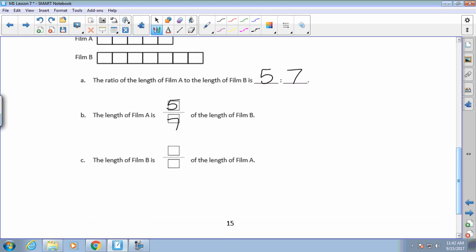The length of film B is blank the length of film A. So now we're going to flip the order. What do you think, Nadia? 7/5. Very good, 7/5. And we know that 7/5 is what type of fraction? An improper fraction. Very good. So an improper fraction has a value that is greater or less than 1. Greater. Very good. Greater.